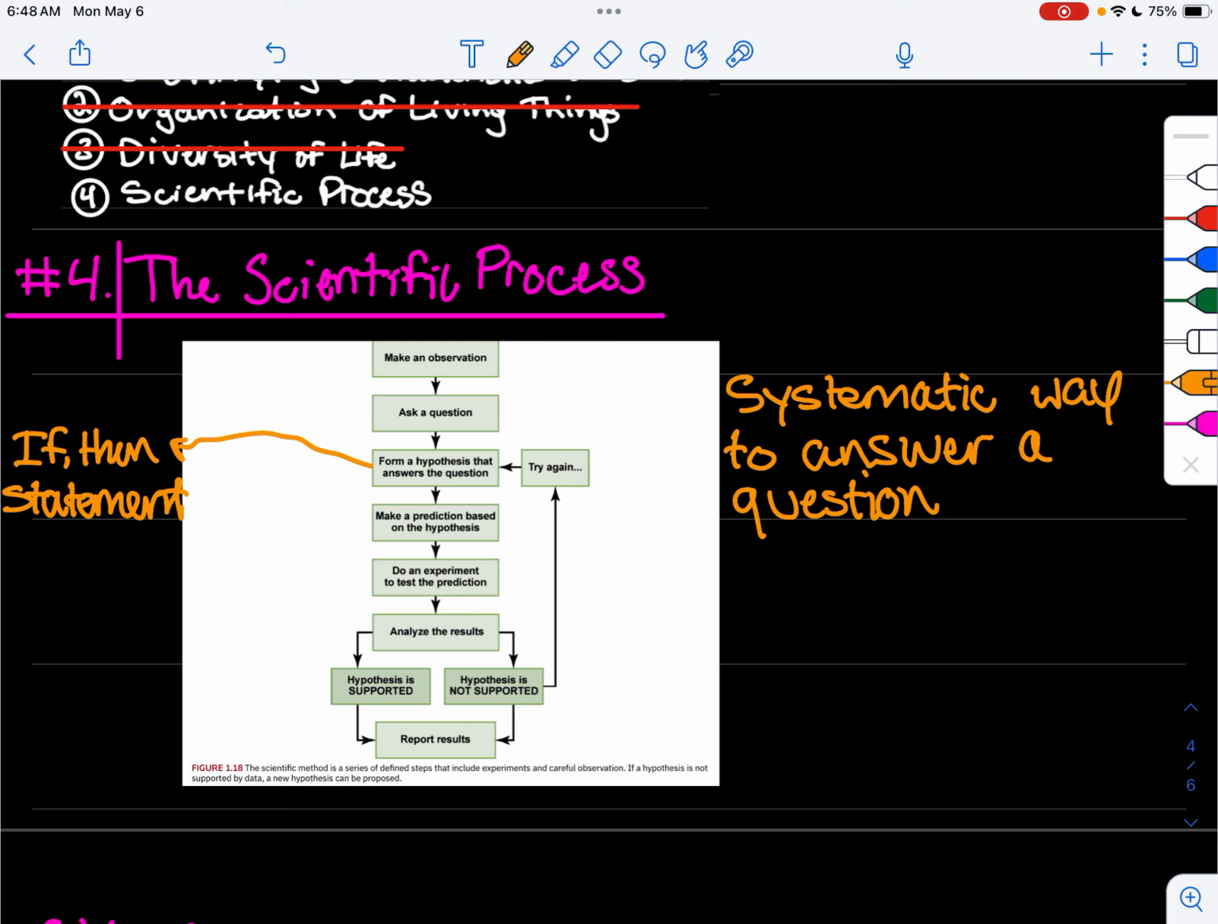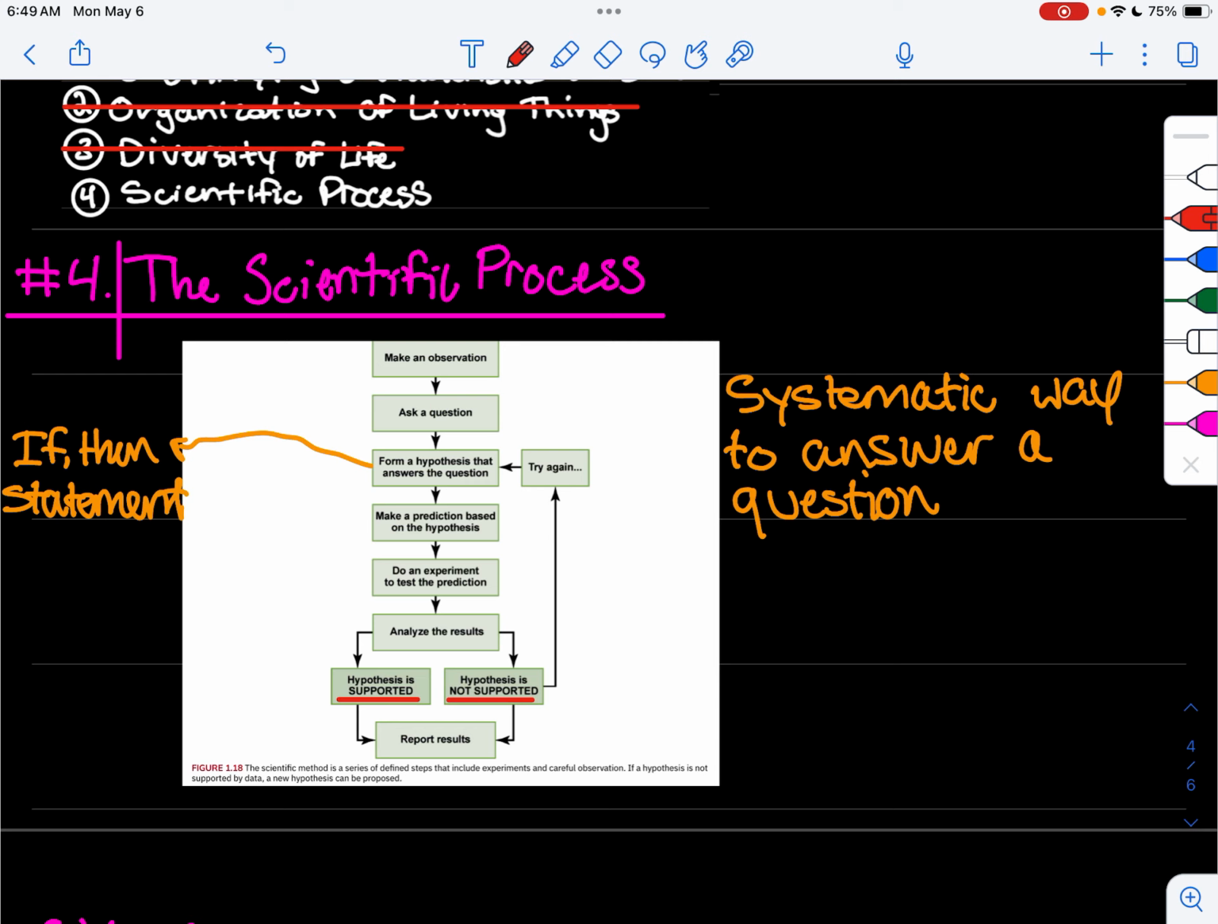Do the experiment. Physically unplug the toaster, plug it into a new outlet, and see if your bread toasts. Analyze the results. This is really, really important. In science, it is okay to be wrong, just like anywhere in life. As you can see here, your hypothesis can be supported, or your hypothesis is not supported.